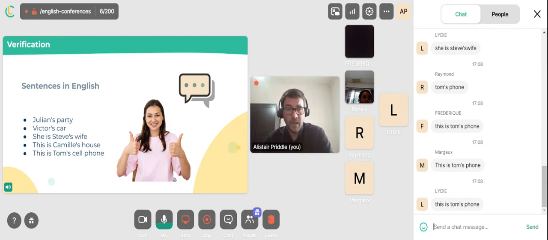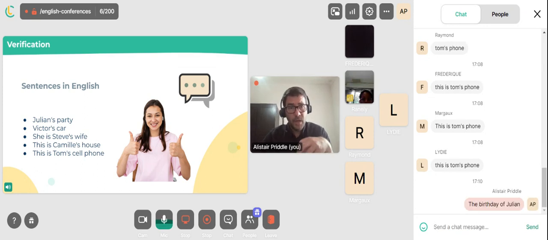Okay. Now, one of the most common things we hear with French students is when people talk about birthdays. For example, the birthday of Julian, or the birthday of my husband. And of course, we can say this in English, but it's very formal and it's a lot more natural to use the possessive noun, Julian's birthday, for example.